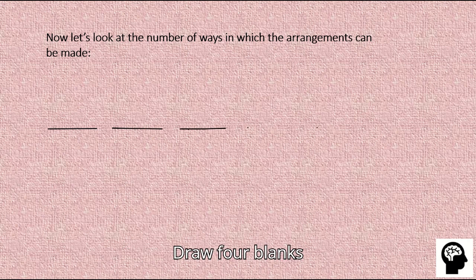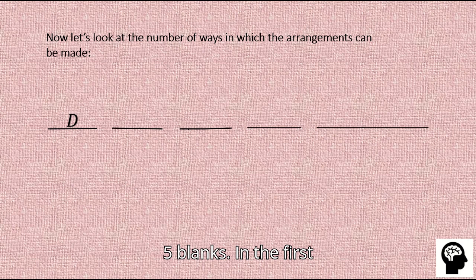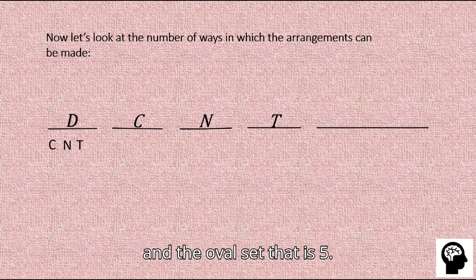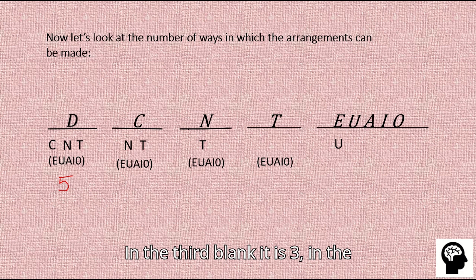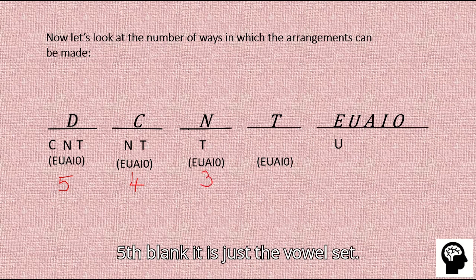Draw 5 blanks. 1, 2, 3, 4, 5 blanks. In the first blank, the options are D, C, N, T and the vowel set. That is 5. In the second blank, it is C, N, T and the vowel set, that is 4. In the third blank, it is 3. In the fourth blank, it is 2. And in the fifth blank it is just the vowel set.